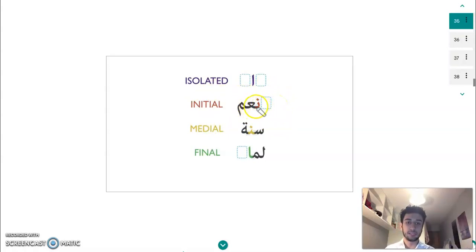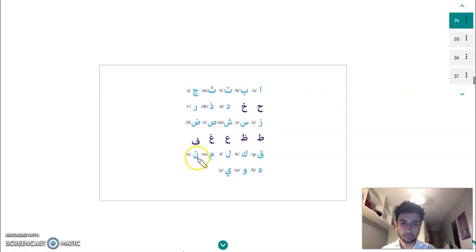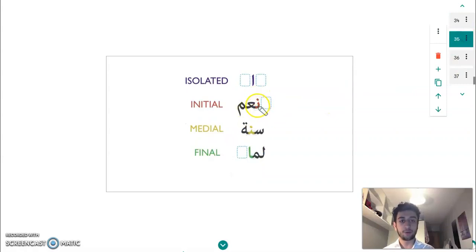In this case, we can see how this letter, which is called noon, equivalent to the letter N in English, is only connected to the letter after it, to the left. If we go back in the slides, we can see that its isolated form, the first format that we talked about, is written as a semicircle with a dot on top. But when we move on, we can see that it's just a backwards L with a dot on top.